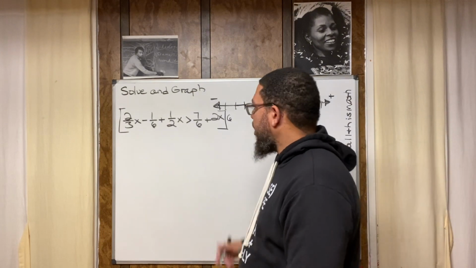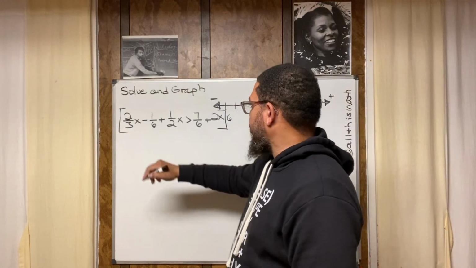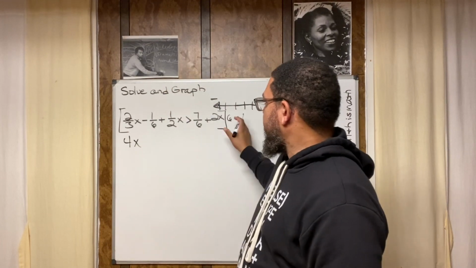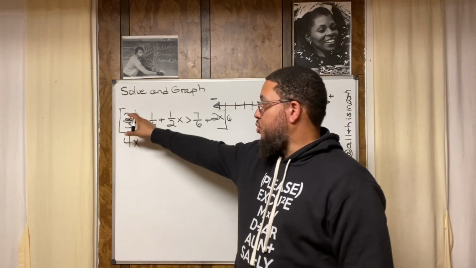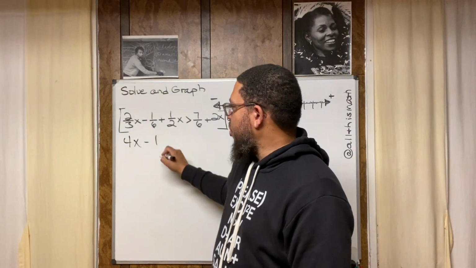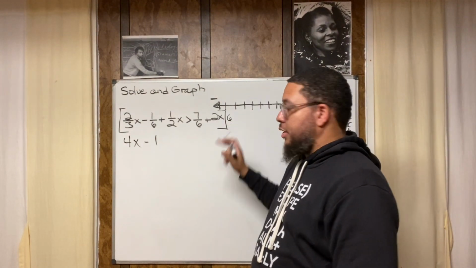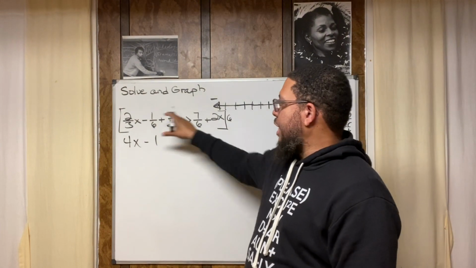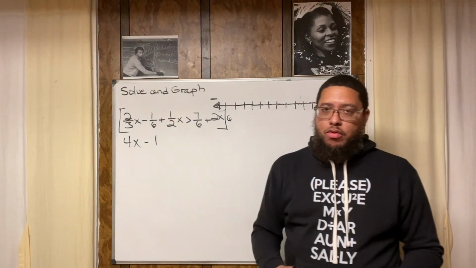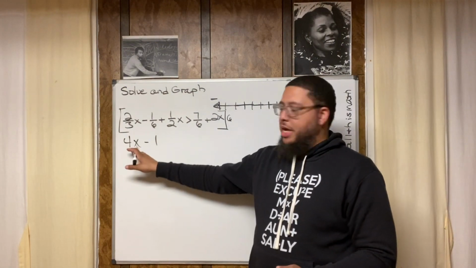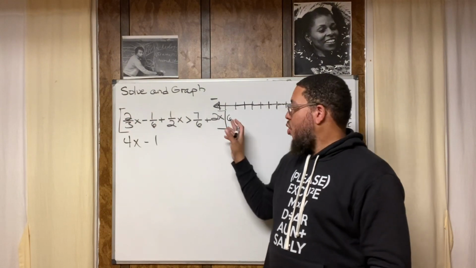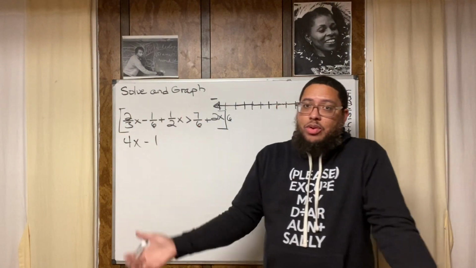All right, so look. This is going to turn into a 4x, because what's 6 times 2? 12. What's 12 divided by 3? 4. 4x. This is going to turn into a 1, because 1/6 of 6 is 1, or 6 times 1 is 6, divided by 6 is 1. So we have to understand why this became 4x. You have to know how to multiply whole numbers by fractions.